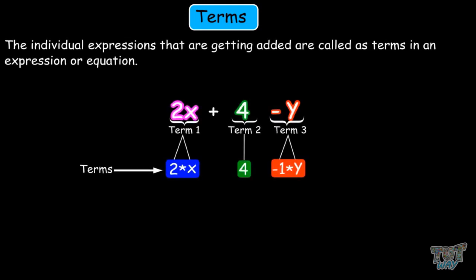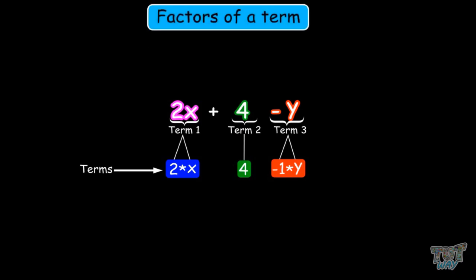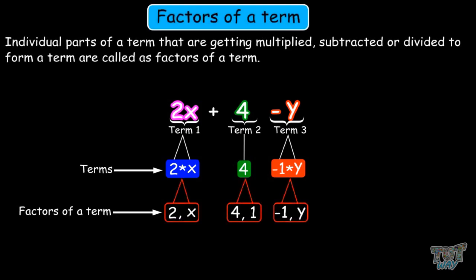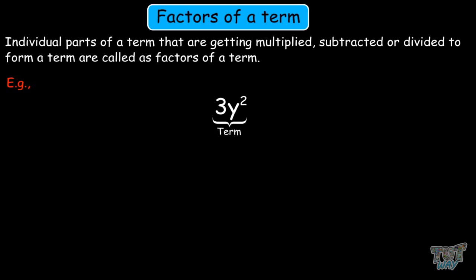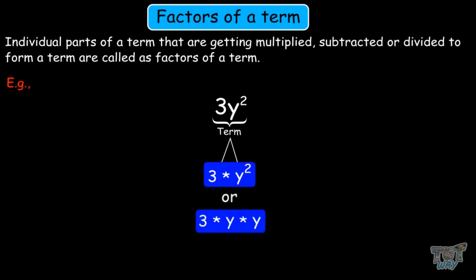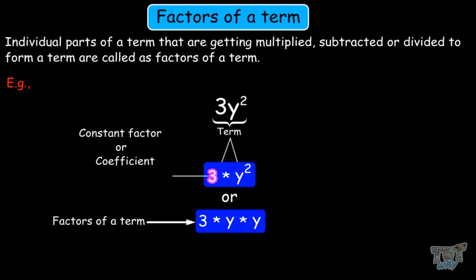Now, what is a term in an expression or equation? Terms are the individual expressions that are getting added in an expression or equation. Factors of a term are the individual parts of a term that are getting multiplied, subtracted, or divided to form a term. These are called factors of a term. For example, 3y squared. This is a term. 3 times y squared, or 3 times y times y. So the factors of a term are 3, y, and y. And then the constant factor or coefficient is 3. And then y squared is the algebraic factor.